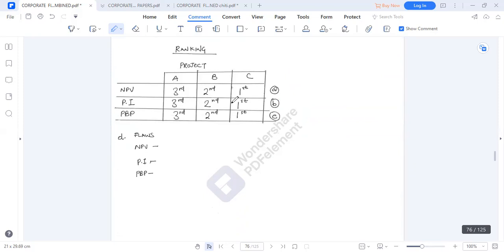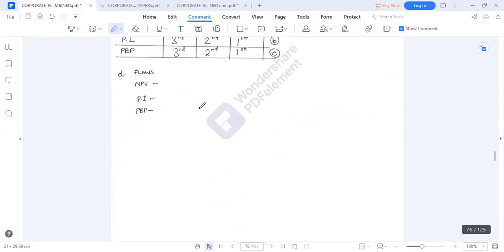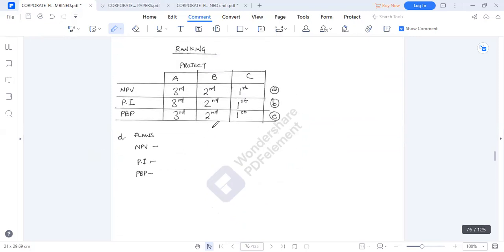So you can rank them as follows. So you can even make your comment based on that. So C outperformed all the 3 in terms of NPV, IRR, profitability index and the payback period. Is that clear?